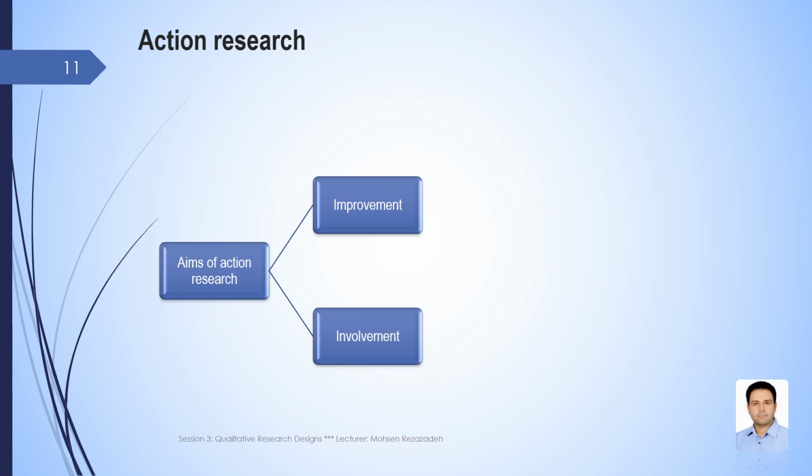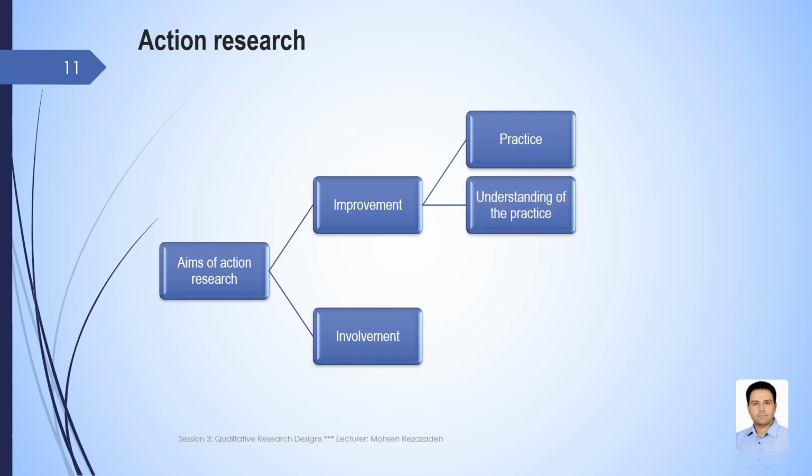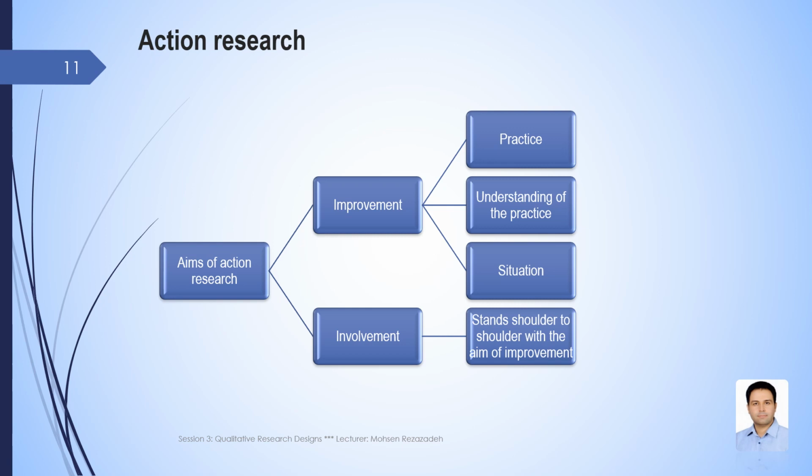Action research aims at improvement in these three areas. Firstly, the improvement of a practice. Secondly, the improvement of understanding of the practice by its practitioners. And thirdly, the improvement of the situation in which the practice takes place. The aim of involvement stands shoulder to shoulder with the aim of improvement. So, in fact, in action research, we try to improve practice and understanding of the practice, and also we want to improve the situation itself.